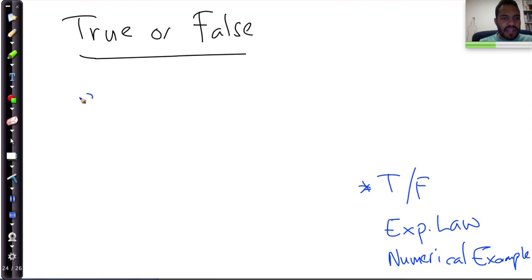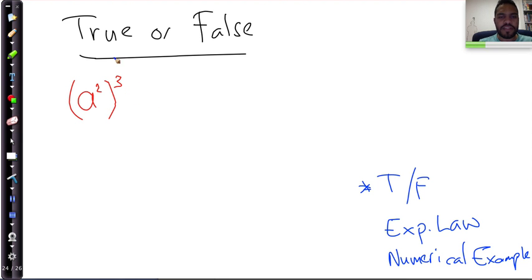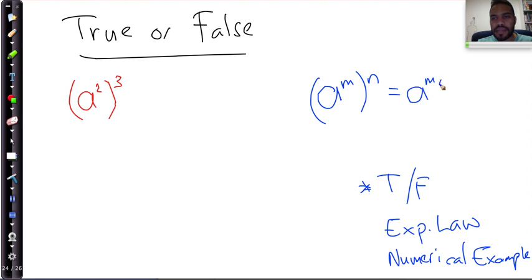So let's say I've got a, and let's choose a different color. Let's be colorful. I've got a to the power of 2 raised to the power of 3. Well, what is the law that we're going to follow here? The law that we have to use, go back to your notes. If you've made notes on this, go and find the law. It's a to the power of m. If I raise that to the n, then it's going to be a to the power of m times n.